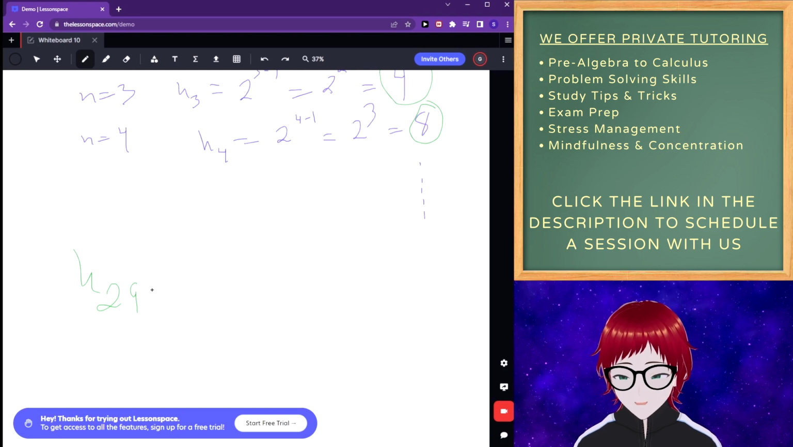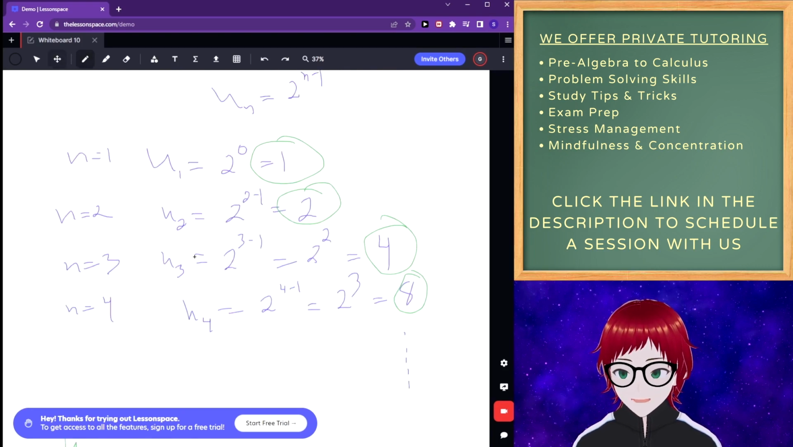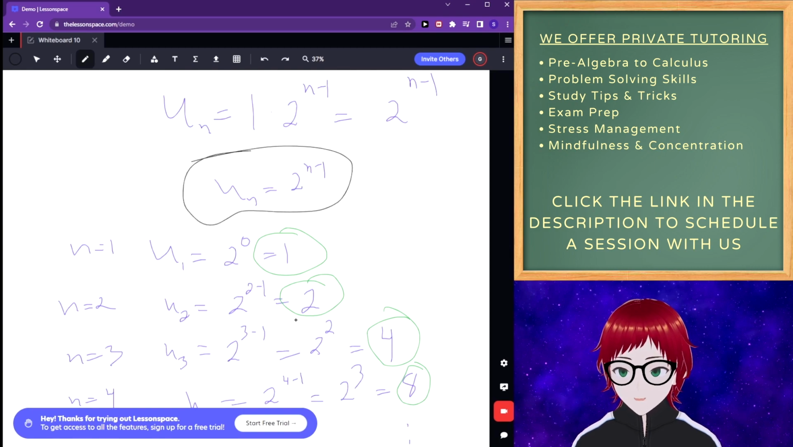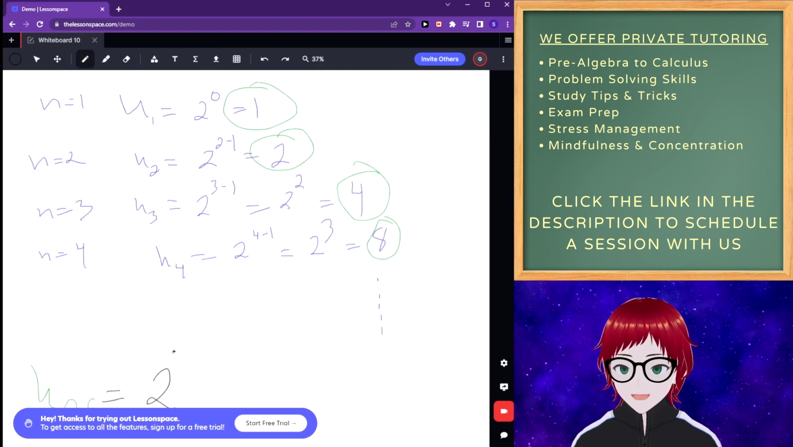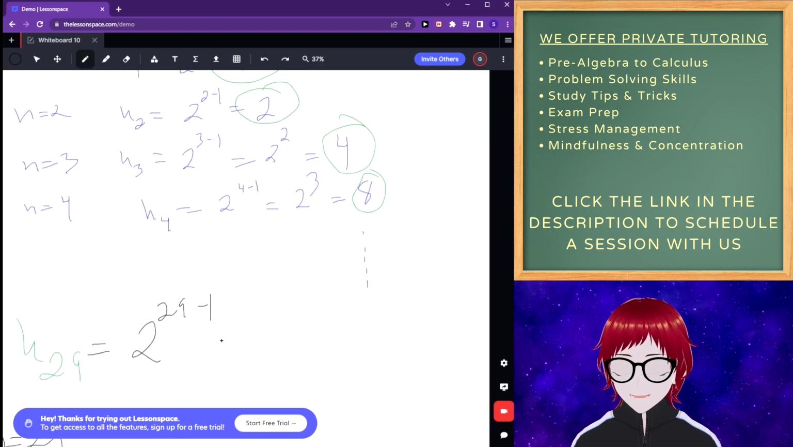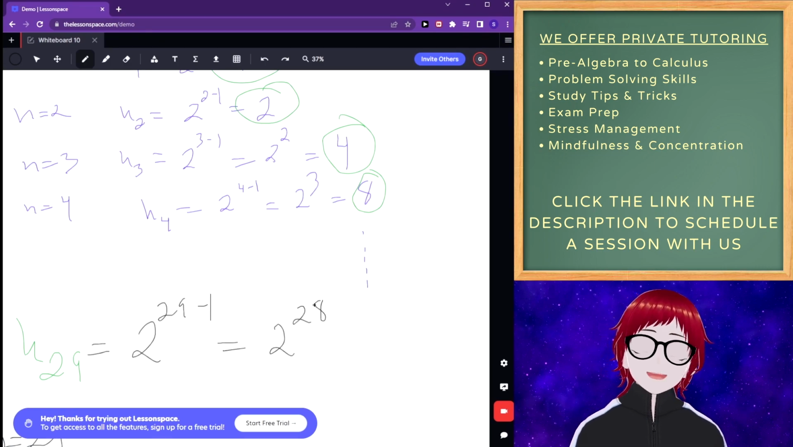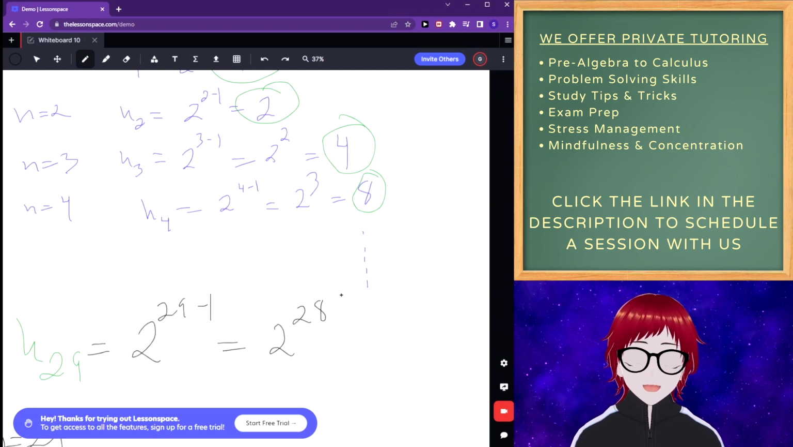No, you're just going to use the formula. You're going to say, well, for u29, n is equal to 29, right? And so if I look at my formula, this is my un equals 2 to the power of n minus 1. I could say u29 is equal to 2 to the power of 29 minus 1, which equals 2 to the power of 28. Whatever number that actually is. I'm not going to calculate. That's a pretty big number.